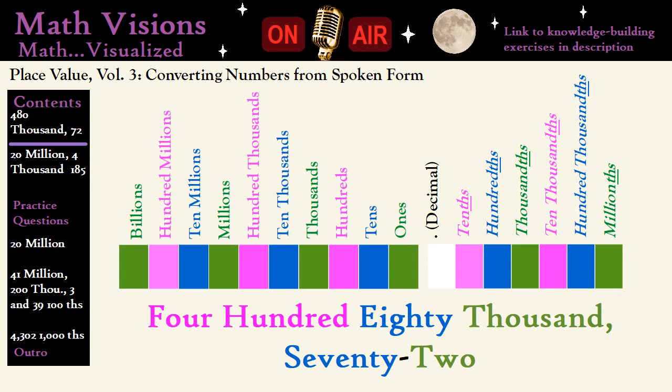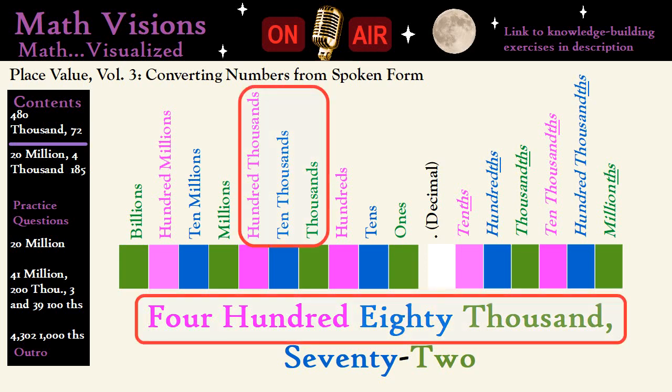Looking at our place value chart, let's write 480,072 in numerical form. Since there are no place values ending in THS, we know all the digits will be to the left of the decimal. Since the first portion of this number is 480,000, we look for the portion of the chart with place values to the left of the decimal containing the word thousands. You'll see hundred thousands, 10,000s, and thousands.